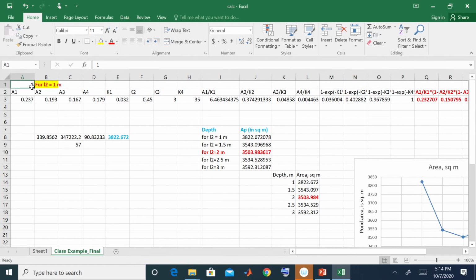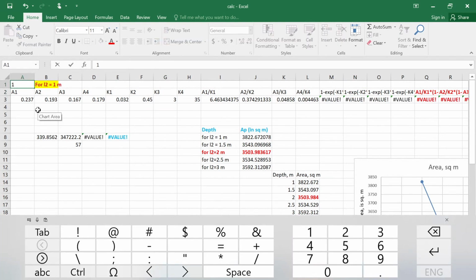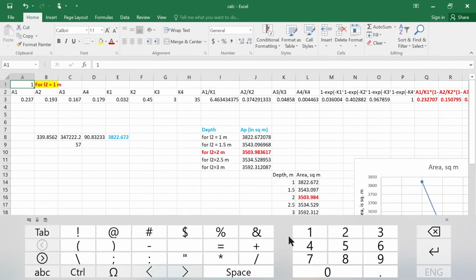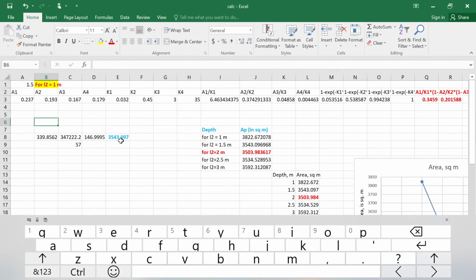Now, in this calculation, if we substitute L2 equal to 1, then what happens? See, 2822, but in our calculation what we got is about 3824. Okay. So, this may be some kind of error we made during the calculations, and there might be some round-off error and all, right. And if we substitute, say, 1.5, see what happens. So, it is 3543.097, approximately 3543.097.